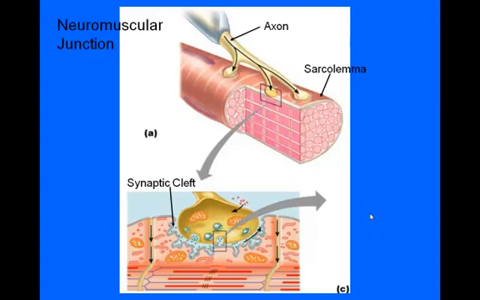This picture is showing the neuromuscular junction. At the top, you see the axon coming down, and then it branches into these axon terminals. See how it's coming in contact with that sarcolemma as well. If we move to the bottom picture, you can see inside that axon terminal, again coming in contact with the sarcolemma.